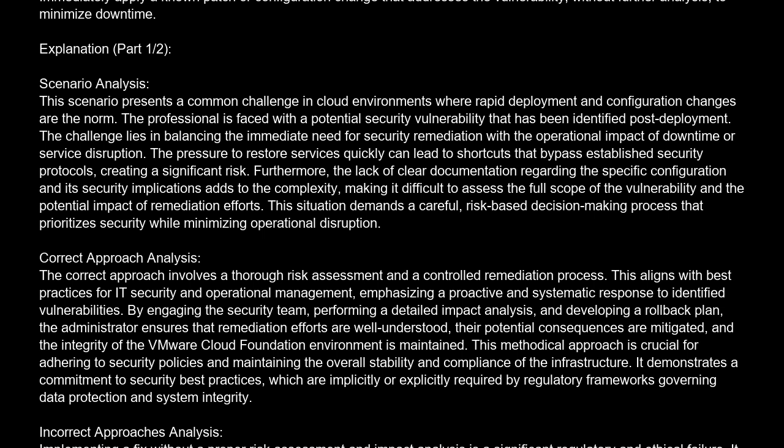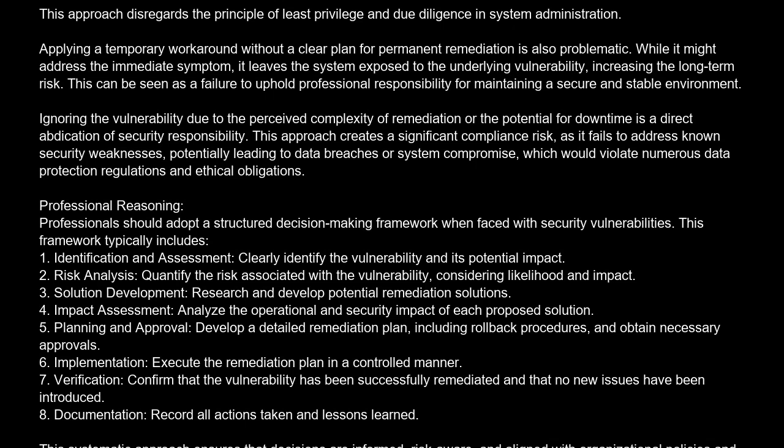Incorrect approach analysis. Implementing a fix without a proper risk assessment and impact analysis is a significant regulatory and ethical failure. It bypasses critical security governance processes, potentially introducing new vulnerabilities or causing unintended service disruption. This approach disregards the principle of least privilege and due diligence in system administration.